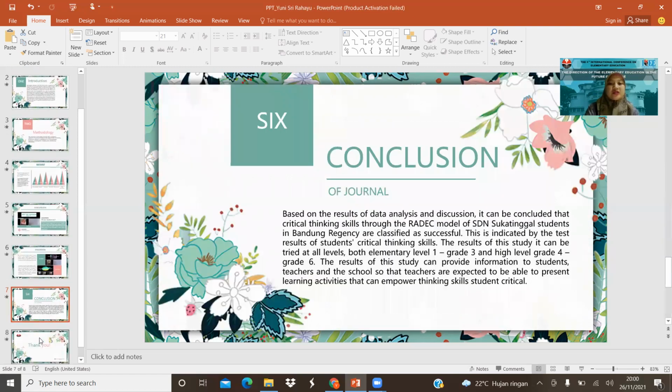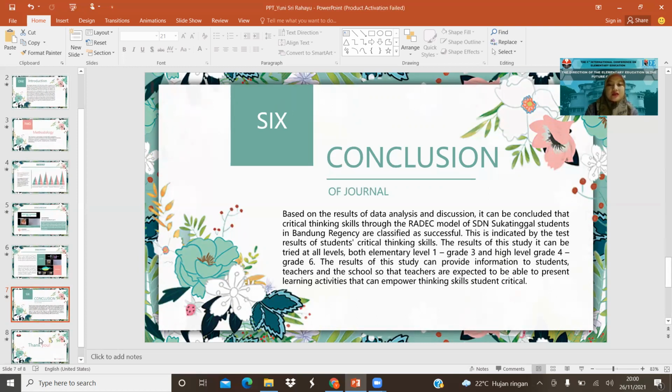And then the conclusion of the journal, based on the results of data analysis and discussion. It can be concluded that the critical thinking skill through the Radec model of SDN students in Bandung Regency is effective or successful. This is indicated by the test results of student critical thinking skill. The results of the students can be categorized into levels, from low to high.